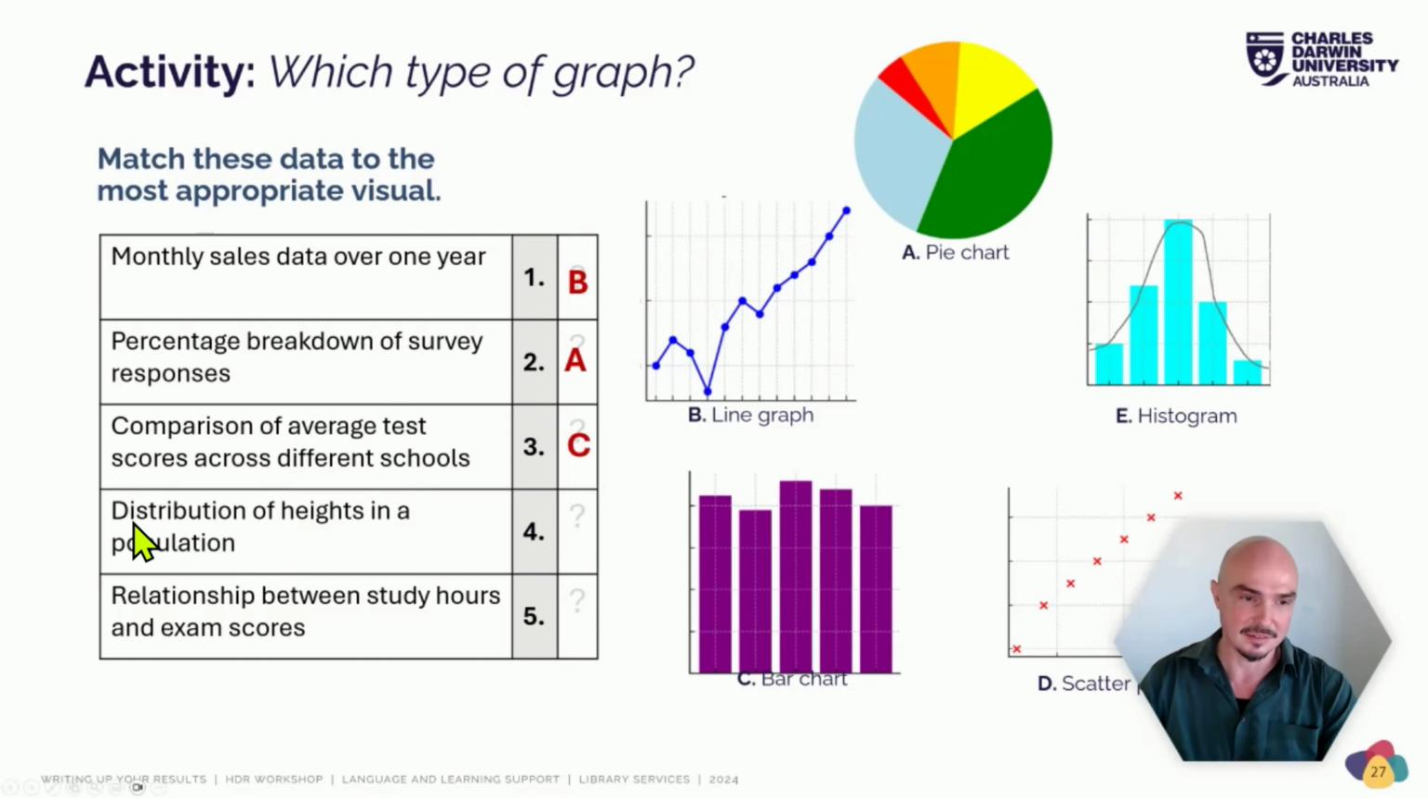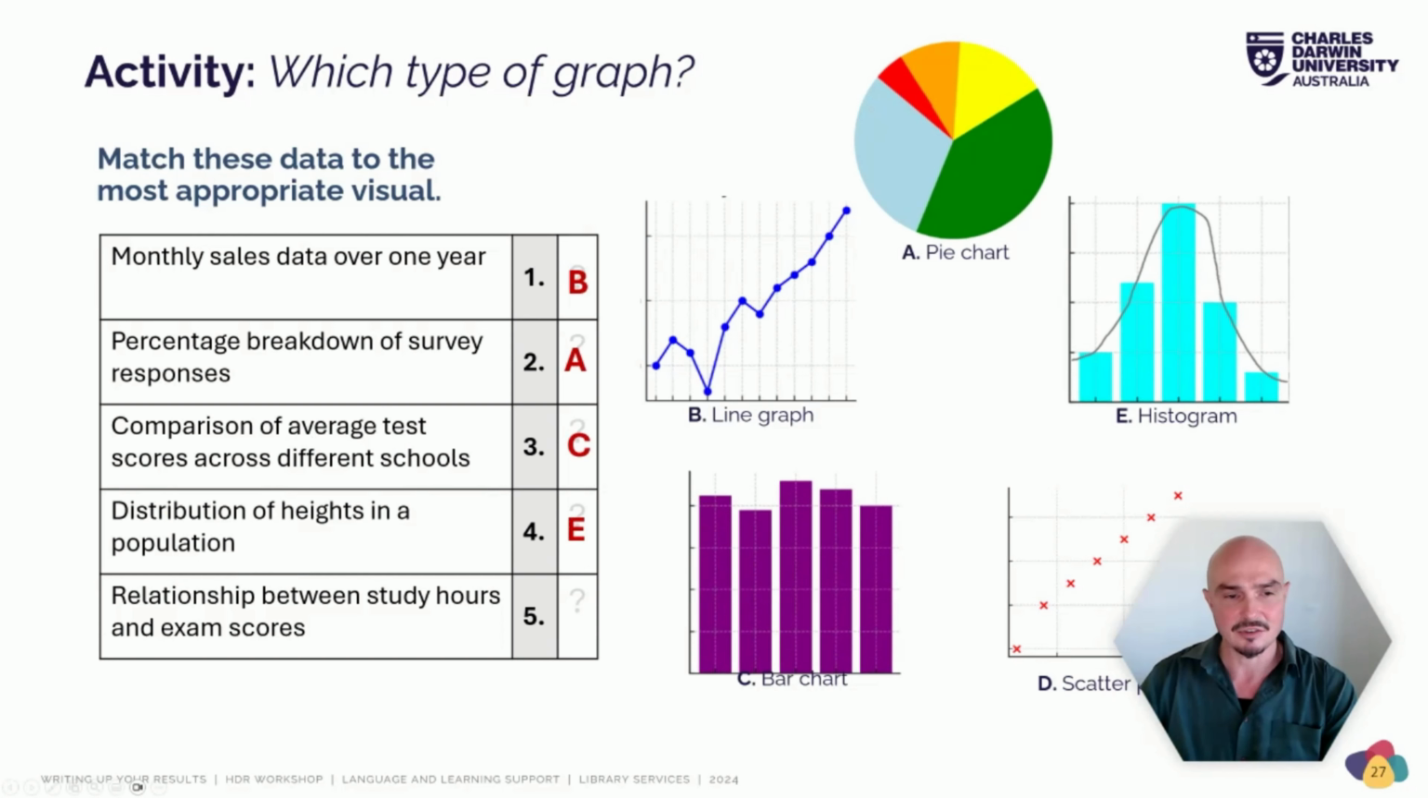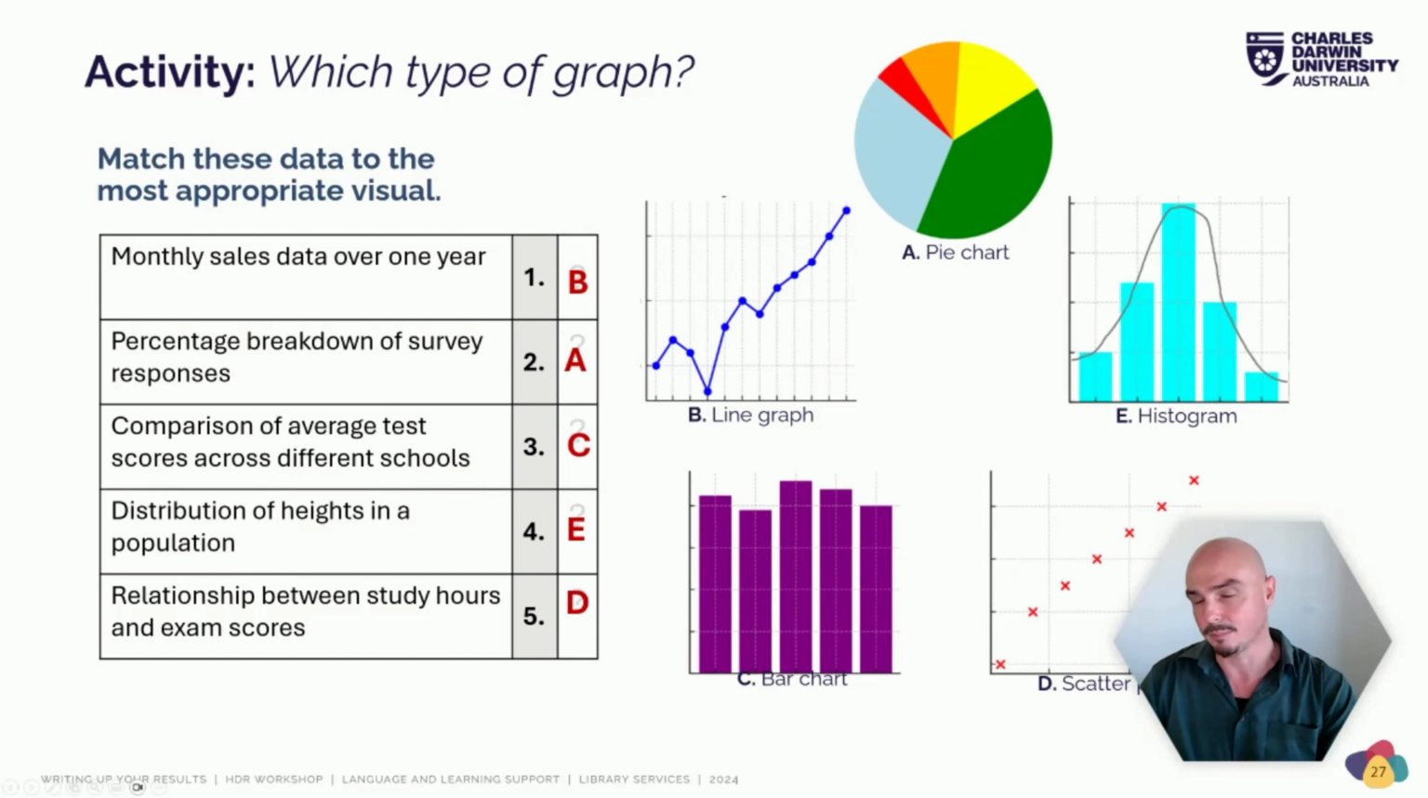If we want to see the distribution of heights in a population, one of these bell-curved histograms would be appropriate. And the relationship between study hours and exam scores, some kind of scatter plot or box plot. So in this one, the person who spends more hours studying gets higher results on exams.